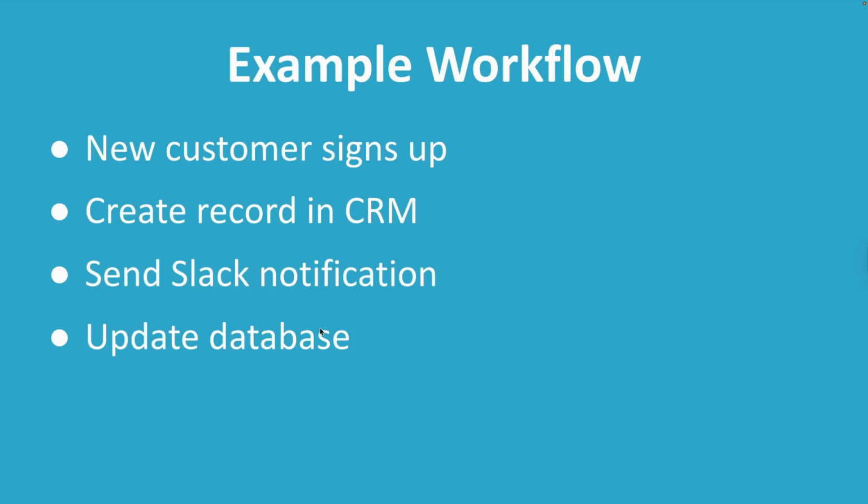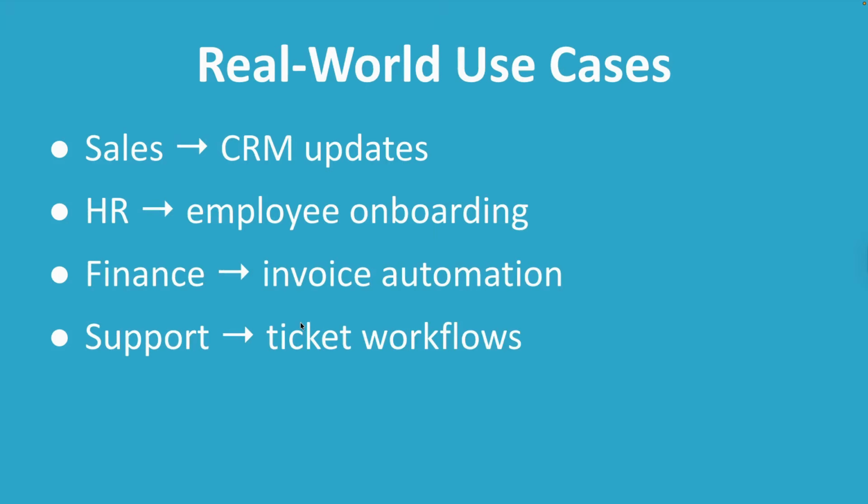Let's take a simple example. A new customer signs up. We create a record in a CRM. It can be Salesforce, it can be HubSpot or anything. And we simply send a Slack notification that that customer has signed up with us, and we update our database, which can be a source of truth. All of this can happen automatically using Workato.